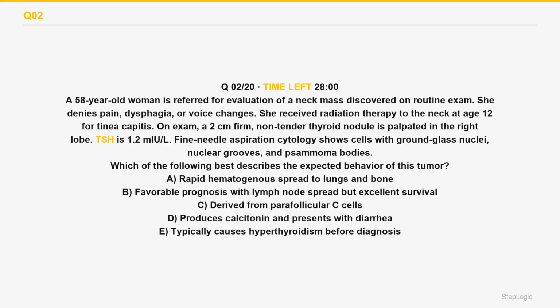Read the command. Expected behavior of this tumor. Ground glass nuclei, nuclear grooves, psammoma bodies. That is the classic pathology of papillary thyroid carcinoma.